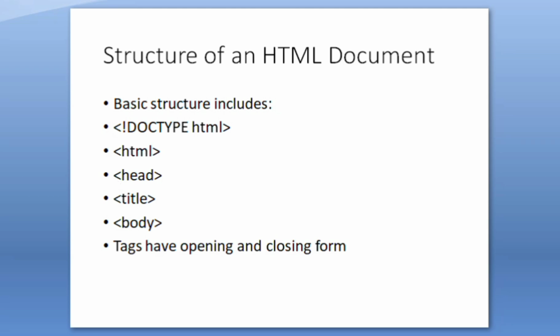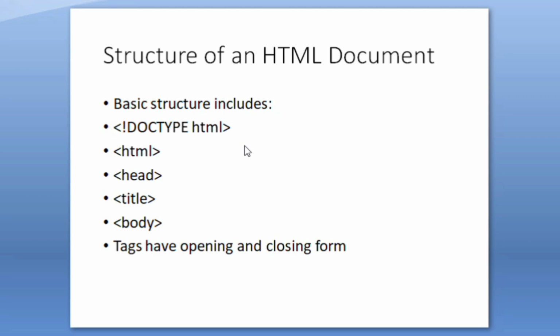Next, the head section. This section contains information like the title. It is not visible on the page. Next, the title sets the title shown in the browser. In the example, I will show it to you. Next, the body section holds all the content you see on the web page. Each of these tags has a starting as well as an ending, meaning the closing form.